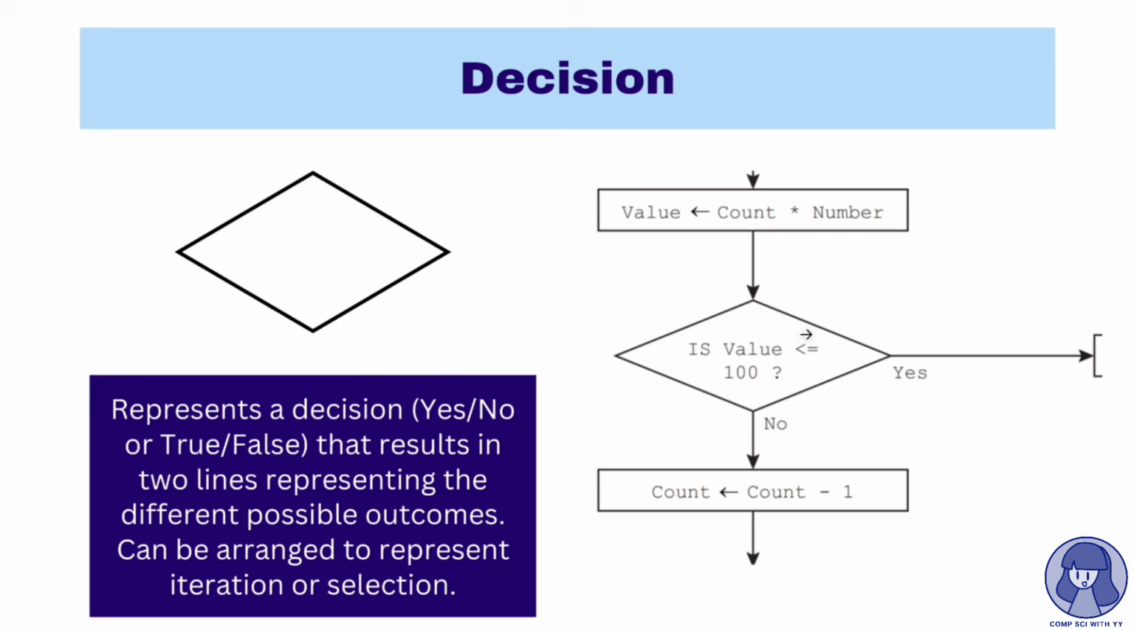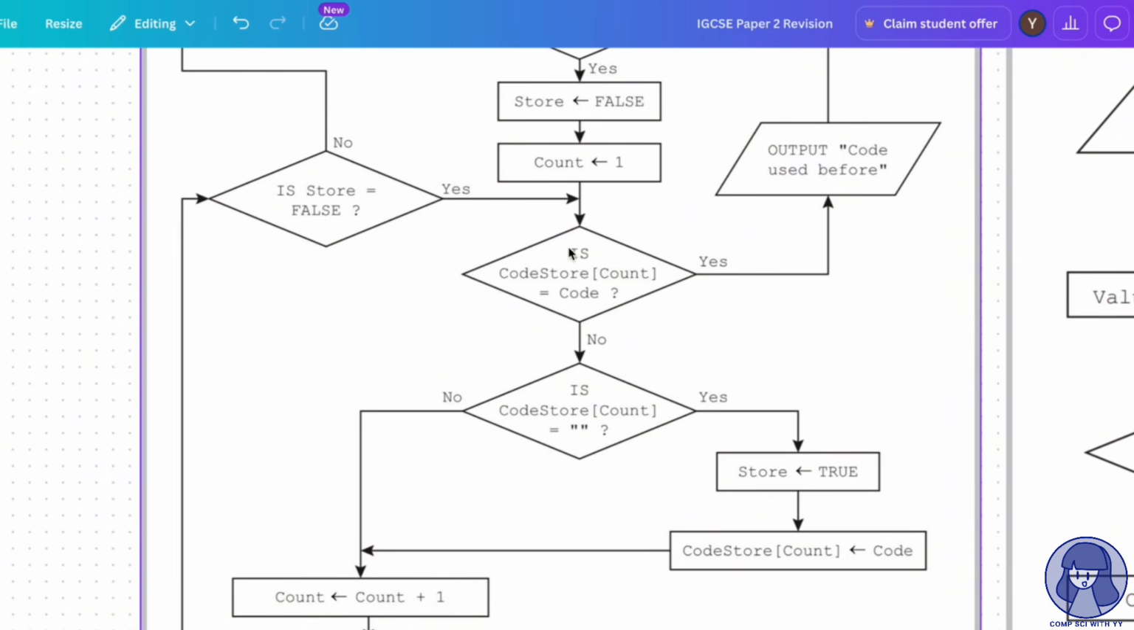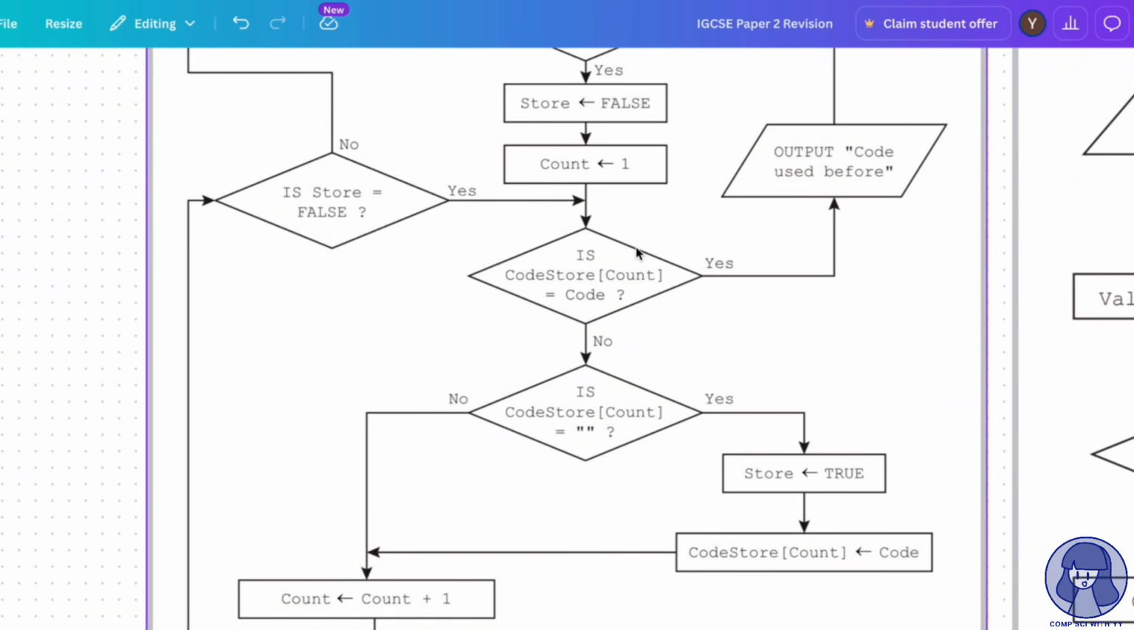So the program will have to check the condition inside of the diamond, and then it will follow the path based on which one matches the current state of that decision. So these decision diamonds can be arranged to represent iteration and also selection. Okay, for selection, it can be through something like this. So this is just an example.